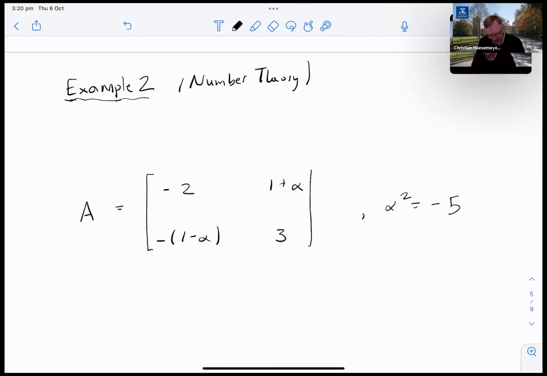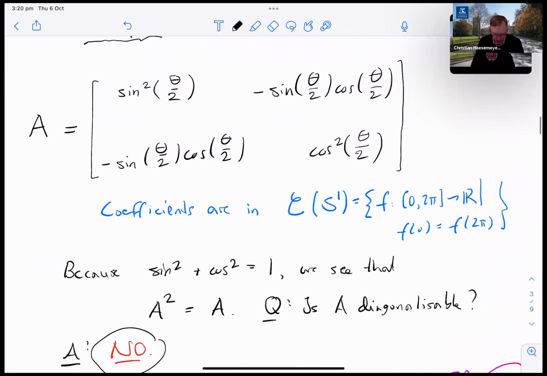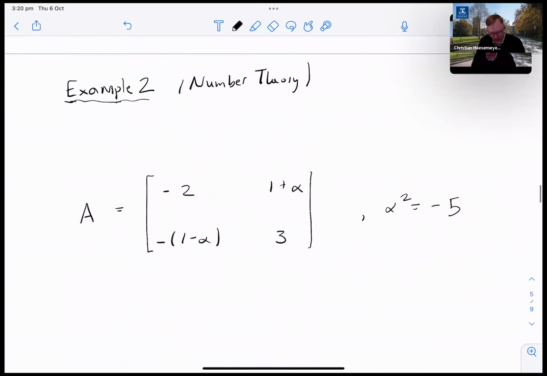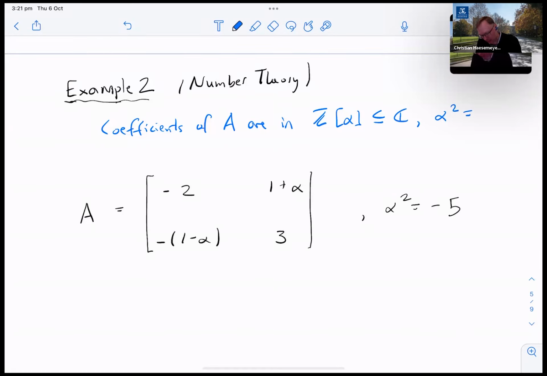So here, I need to tell you where the coefficients are again. So here are the coefficients of our matrix A. They are in the ring Z[alpha], which sits inside the complex numbers, and it's just those complex numbers that can be written as an integer plus an integer times alpha, and alpha has the property that the square is -5. Okay, so it's just choose one of the two square roots of -5.